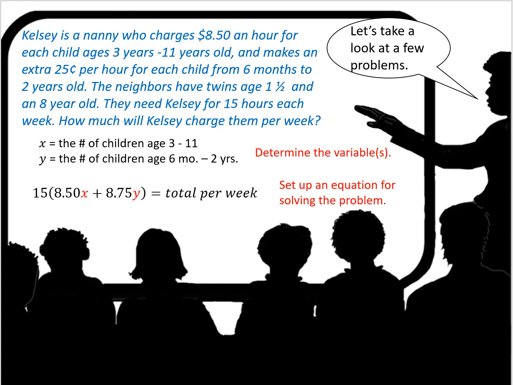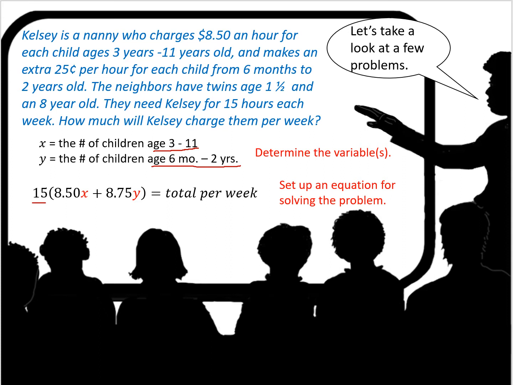So first determine the variable or variables. Well, we have one variable as the number of children ages 3 to 11, because that's a certain price. And then we have another variable, which is the number of children ages 6 months to 2 years. That's a different price. So now we look at 15 hours. We set up our equation.